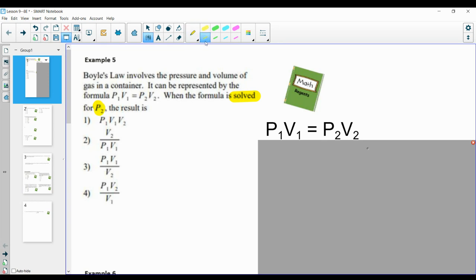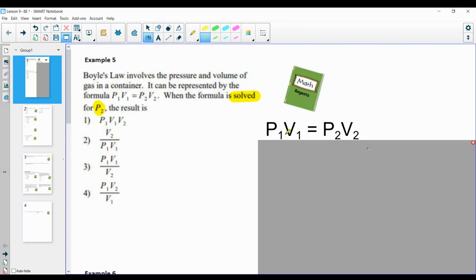The other thing that's important is that subscripts mean nothing mathematically. It's just saying the first P, the first V, another P, another V. There's no mathematical meaning, it's not like an exponent. Okay, a subscript means nothing mathematically.